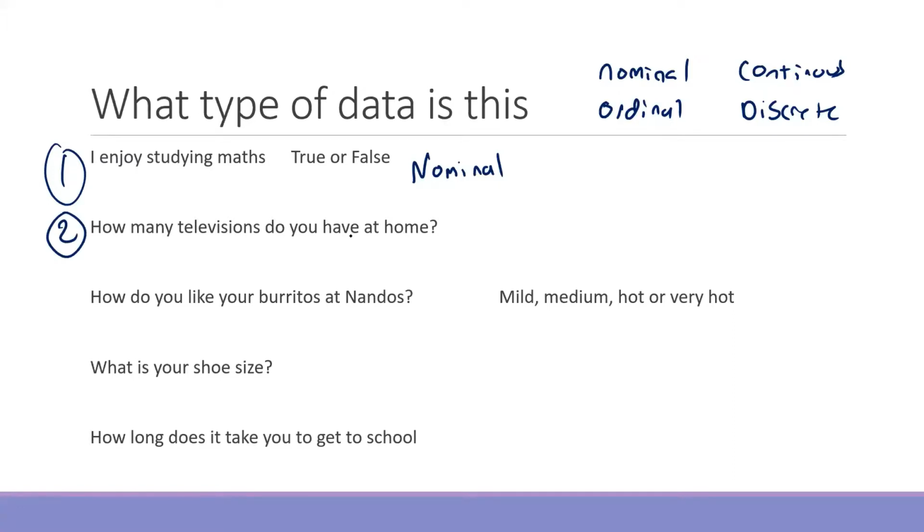How many televisions do you have at home? What type of data is this going to measure? Nominal, ordinal, continuous, discrete. Bayu says discrete. Are there any other guesses? I want to get another guess here. Emily says ordinal. Who's got a different guess?